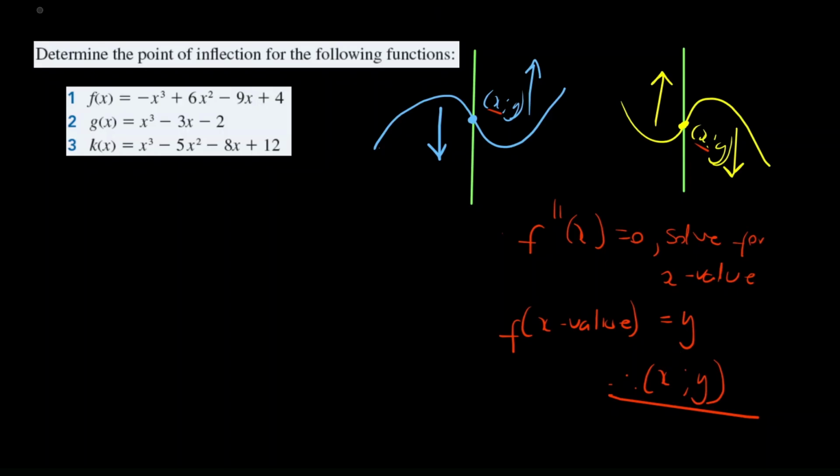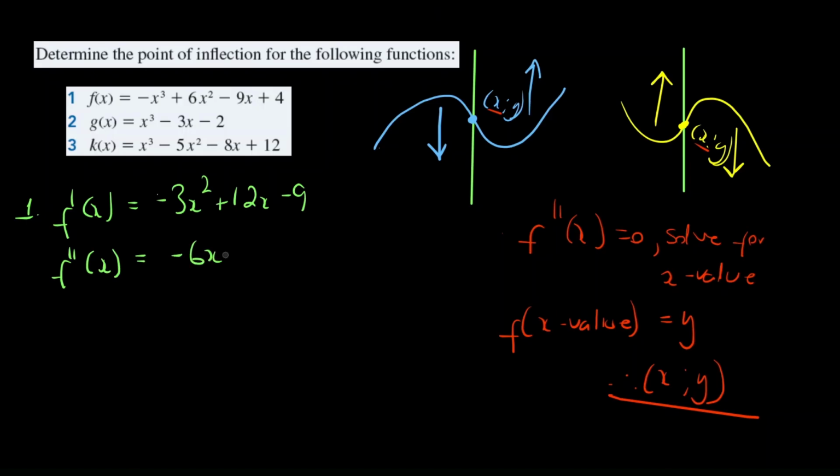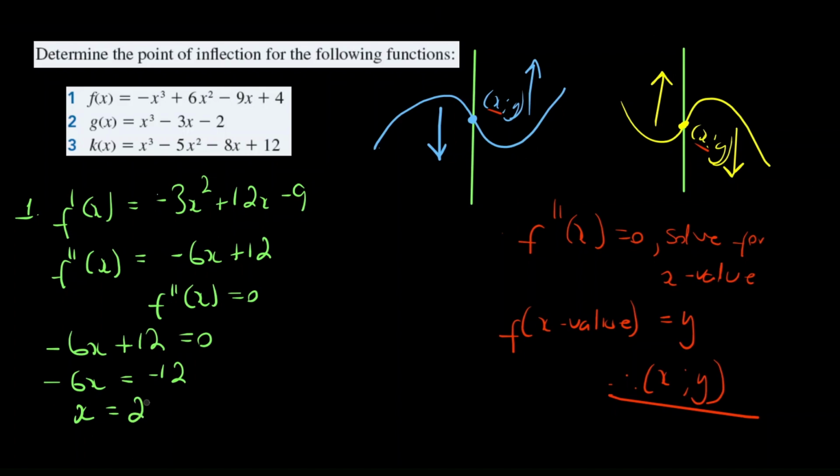So let's go ahead and apply what we just discussed here. In the graph of f, we're going to be finding the point of inflection, so we need to find the first derivative, which is negative 3x squared plus 12x minus 9. If you find the second derivative, negative 6x plus 12, we need to equate this to 0, and we will have negative 6x plus 12 is equal to 0. Then negative 6x will be equal to negative 12. Divide both sides by negative 6, and we get that x is equal to 2.